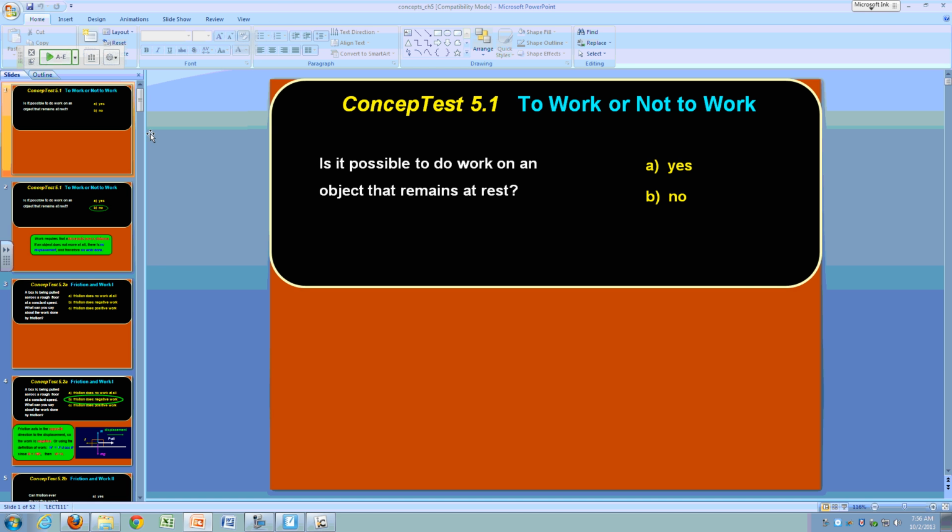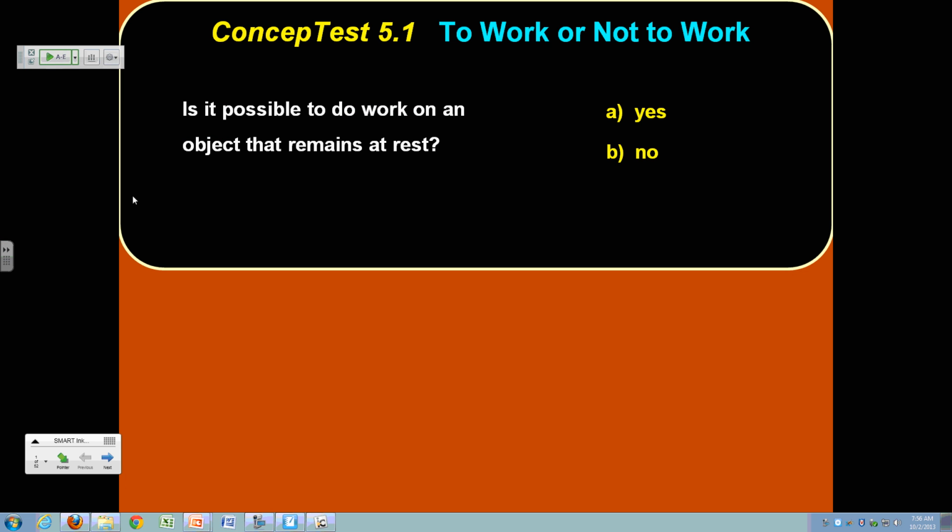All right. So, is it possible to do work on an object that remains at rest? Yes or no?